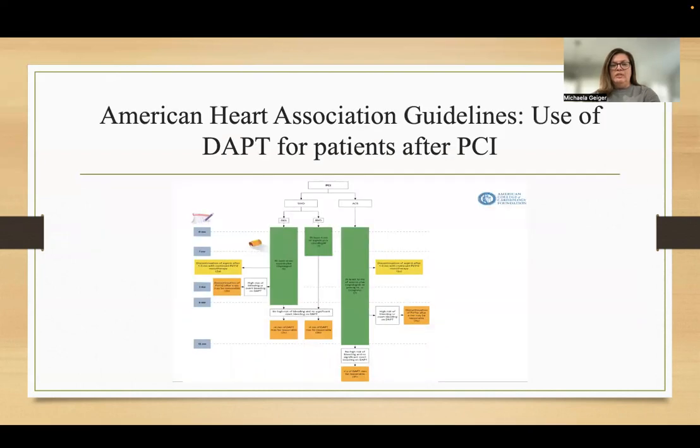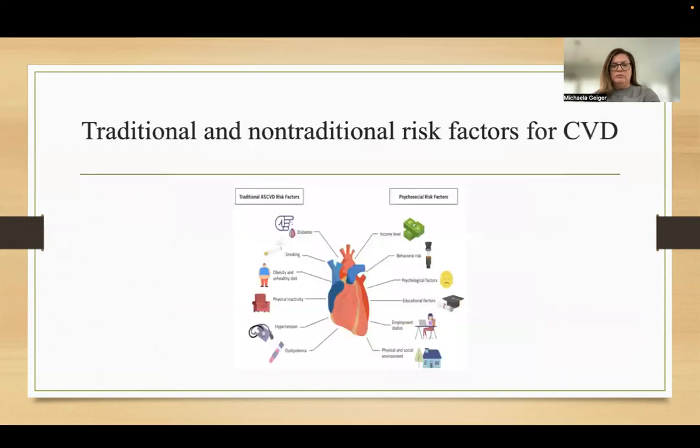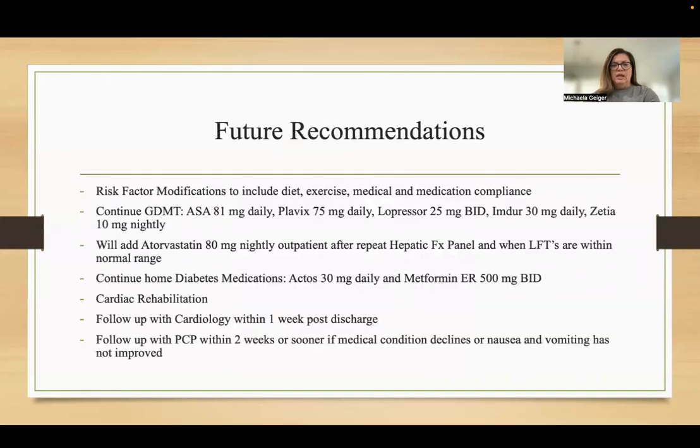Based on the American Heart Association guidelines, for patients after PCI, of course, you want to use dual antiplatelet therapy for a minimum of 1 year. Here are also some traditional and non-traditional risk factors for cardiovascular disease. And as future recommendations, of course, we want to consider risk factor modifications to include diet, exercise, and medication compliance.